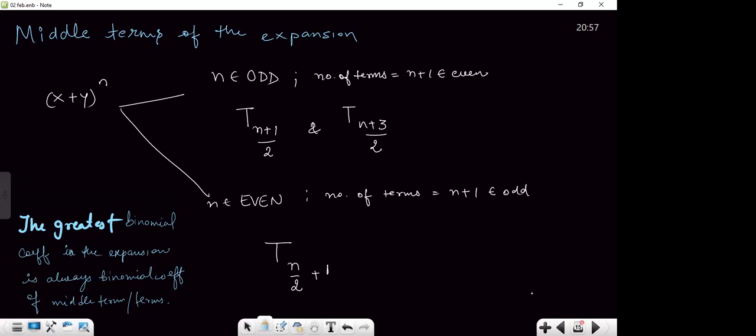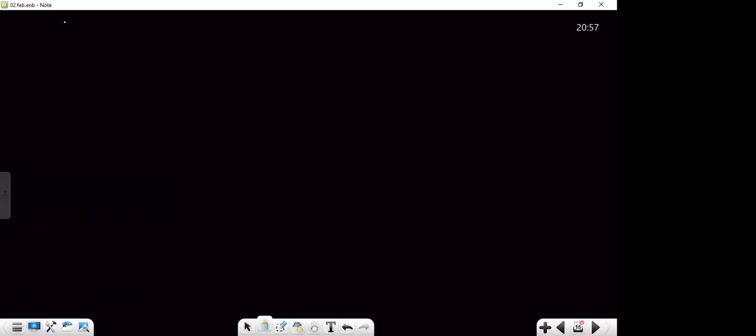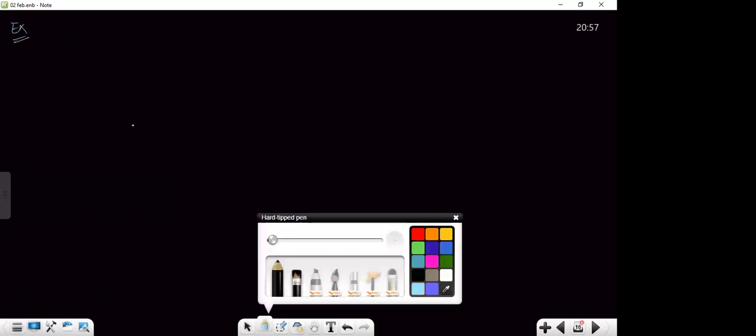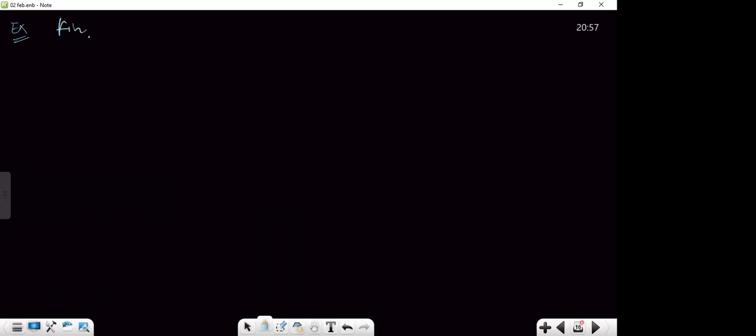So let's now straight away take an example. We have to find out the middle term in the expansion of (1 minus 2x plus x square) raised to power n.